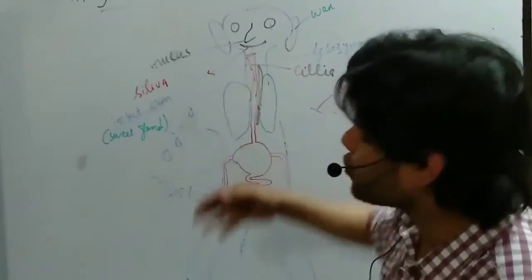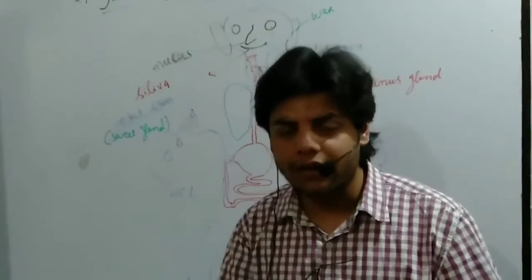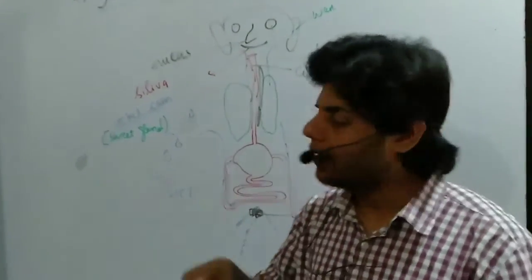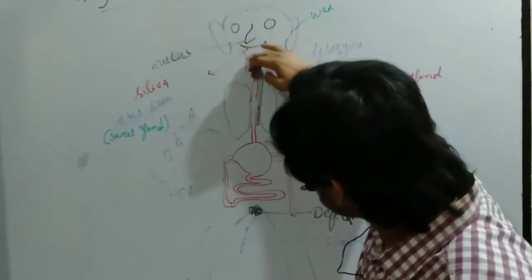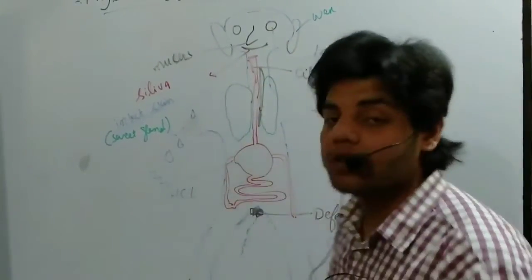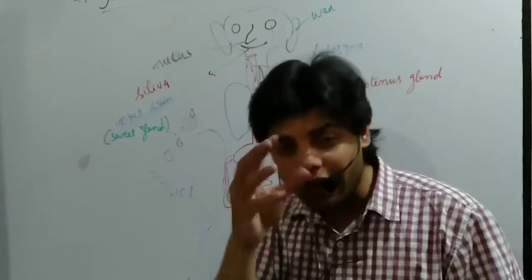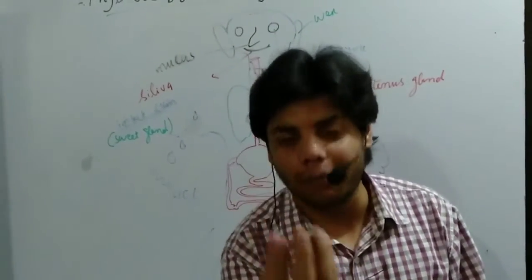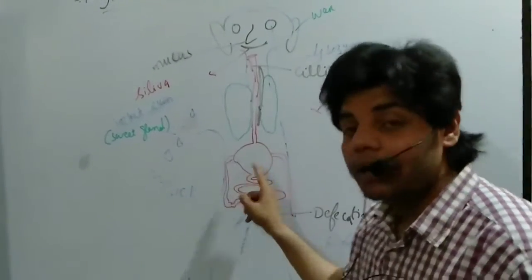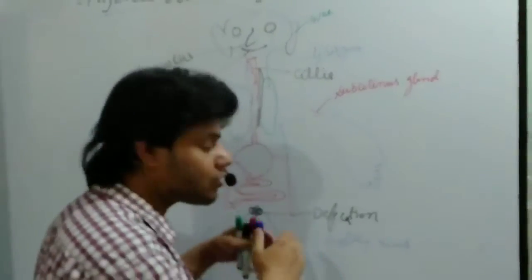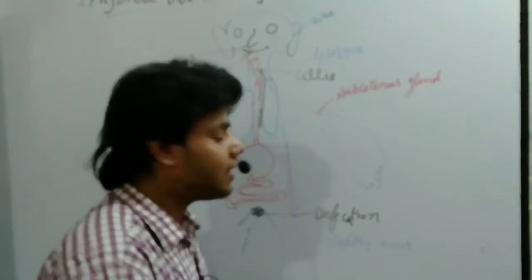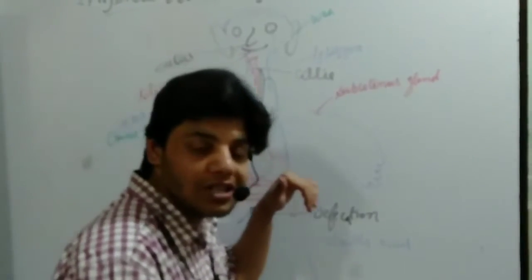Let's suppose we take bread, or let's suppose we take a meal. When the meal passes through the esophagus and reaches the stomach, let's suppose inside the meal there are microorganisms. So the stomach releases HCl. This HCl can cause the destruction of the microorganisms, and it also helps to digest the food.